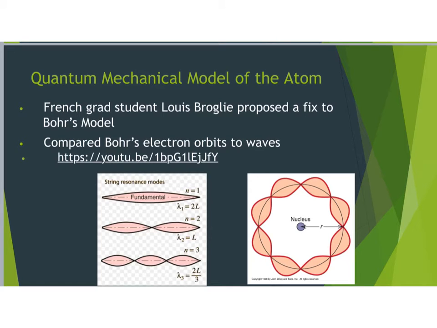In the mid-1920s, roughly, we have a French grad student named Louis de Broglie. He proposed a fix to Bohr's model. He compared the electron orbits of atoms to waves. Whether you think of a sound wave or a wave in the water, we have wavelengths and wave behaviors, and that's what de Broglie noticed. He applied that science to the electron orbits, and he was much more successful.